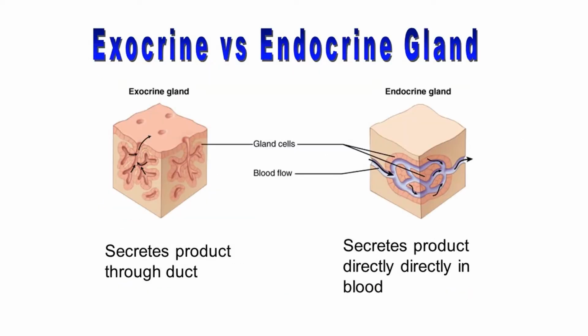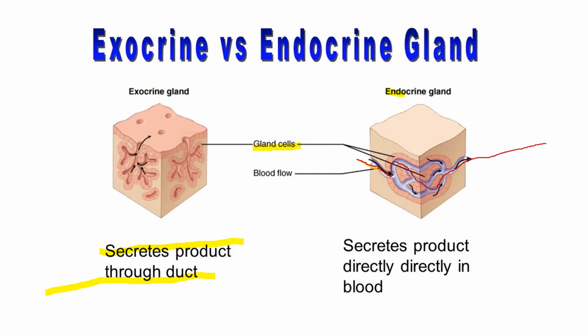All right, so again, exocrine and endocrine glands. Here is a little schematic of how they look. These are the gland cells. Exocrine simply secretes products through the ducts, and these are the ducts here. Whereas endocrine, endo meaning within, secretes a product that goes directly into the blood. As you can see here, this is the blood flow. These cells release chemical messengers, the hormones, and they are released directly into the blood, into the circulatory system.